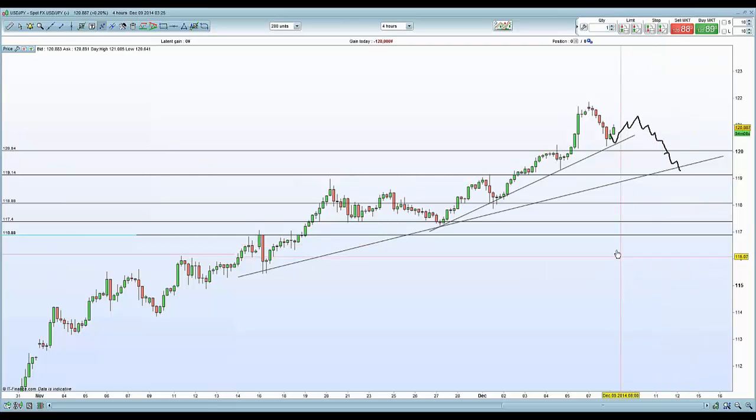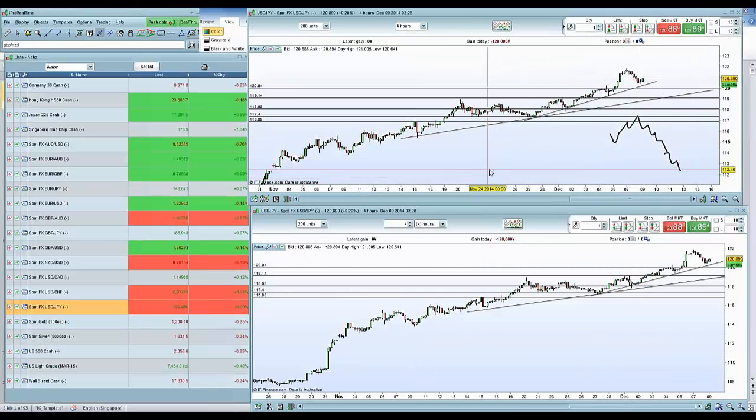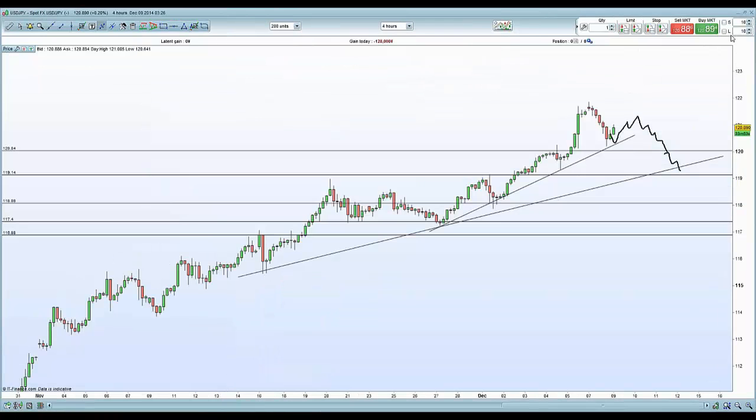All right, but dollar yen is just very bullish at the moment. So I'm just looking for support to take it up. But just bear in mind, yeah.